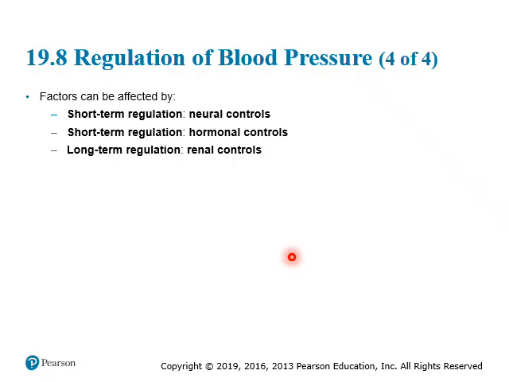So let's take a look at the regulation of blood pressure, not mathematically, but at the general factors that affect blood pressure. You have short-term regulation, which is neural controls, short-term regulation that is hormonal controls. Then we have the long-term regulation, which is renal controls. Let's take a look at all of them.